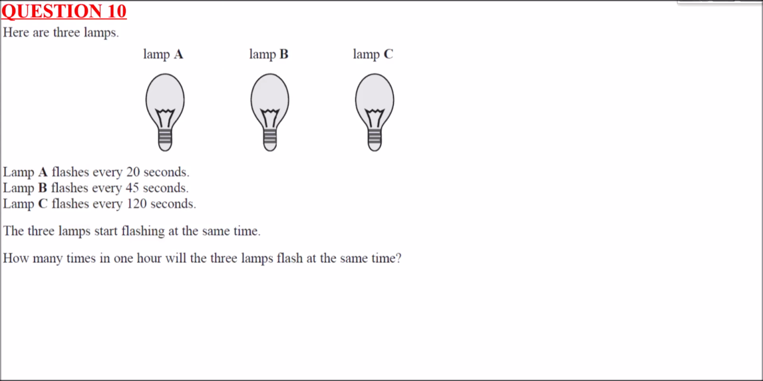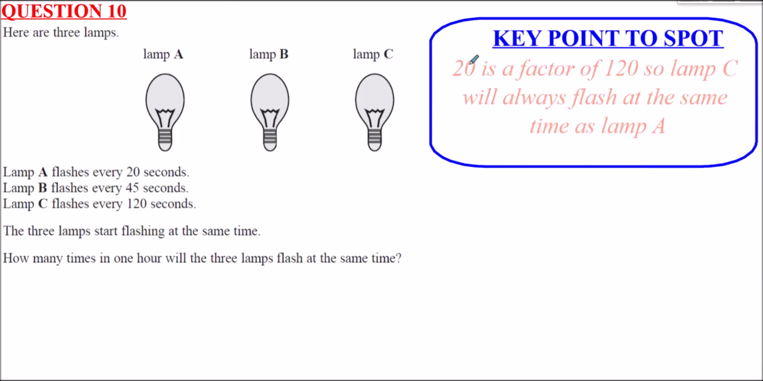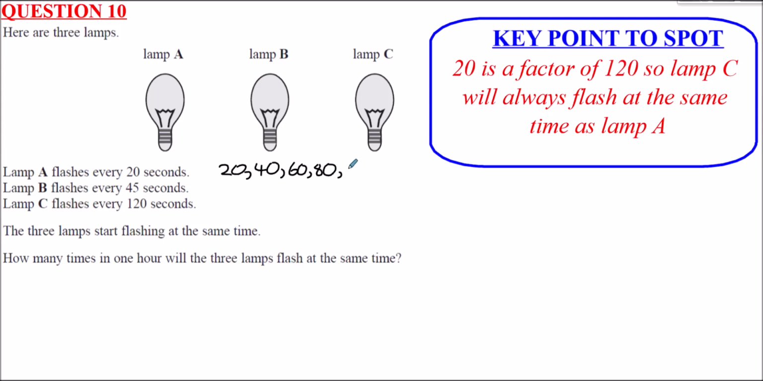So I'll just write this up because it's pretty important. Because 20 is a factor of 120, lamp C will always flash at the same time as lamp A. If you think about the 20 times table, we've got 20, 40, 60, 80, 100, and 120 seconds. Obviously they flash at the start, 0 seconds, whereas lamp C, 0, 120, 240, so they'll always flash together.